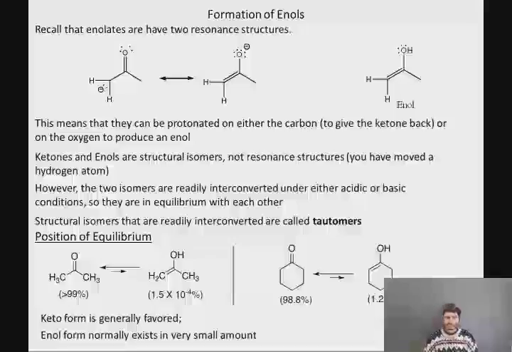In general, the keto form is favored. The enol form normally will exist only in very small amounts. In the examples given, acetone is greater than 99% in the keto form as opposed to the enol form. For cyclohexanone, the enol form is slightly more prevalent, at 1.2%. But as you can see, in most of these cases, there's just a small amount of the enol form, so little that it is rarely even detectable in solution.